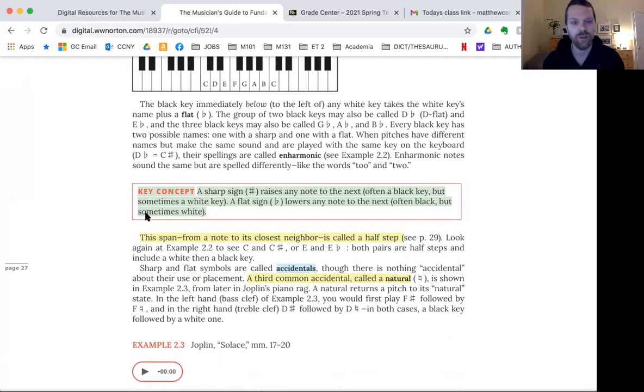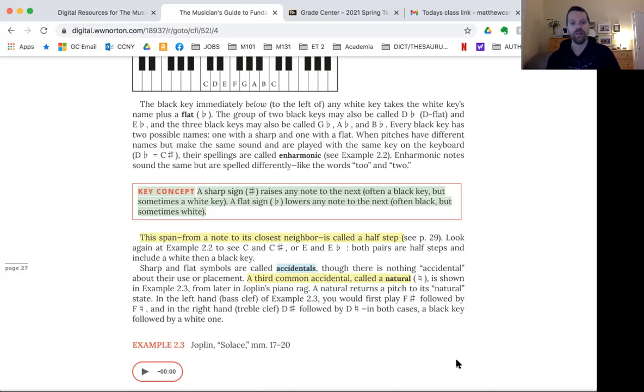So a sharp is this hashtag looking symbol. It raises any note that you put it next to. And then a flat sign, this small little b, lowers a note. So a sharp raises a pitch by 1/2 step, okay? And a flat lowers the pitch by 1/2 step or semitone. So if you have the note C, middle C, and I put a sharp sign next to it, to its left, it's always to your left of the note, then that C will become a C sharp. And if I put a flat next to that C, then it will be a C flat, likewise for any pitch.